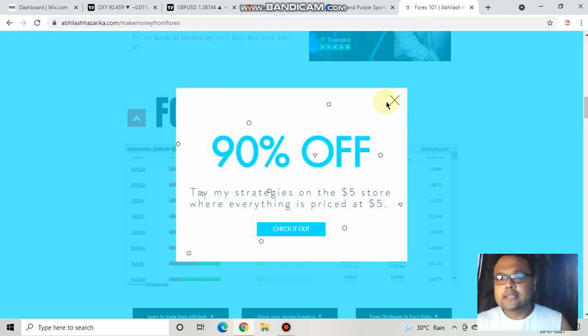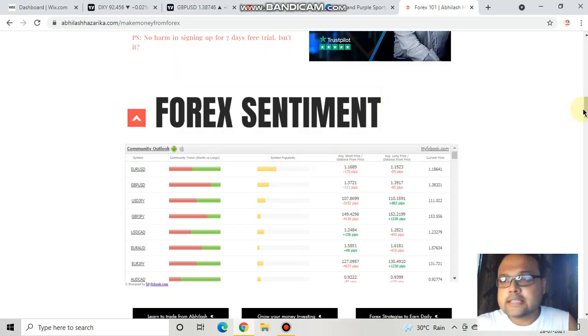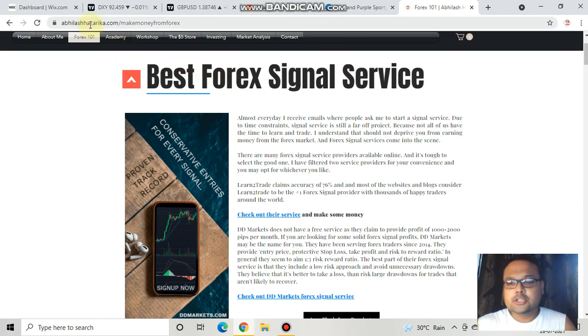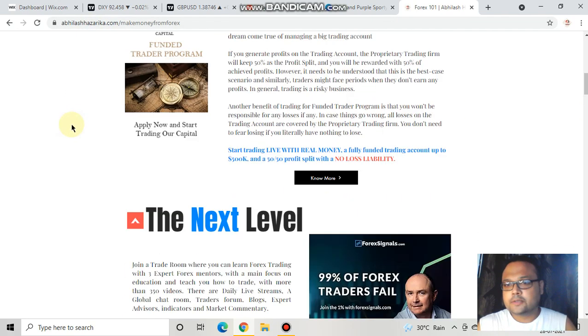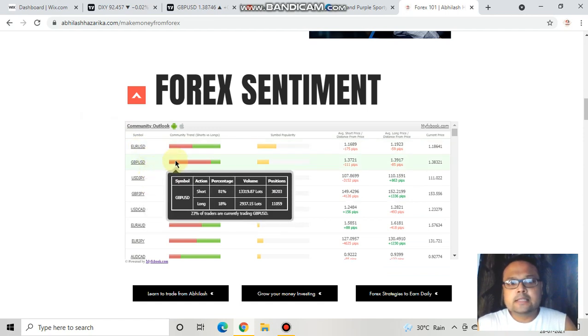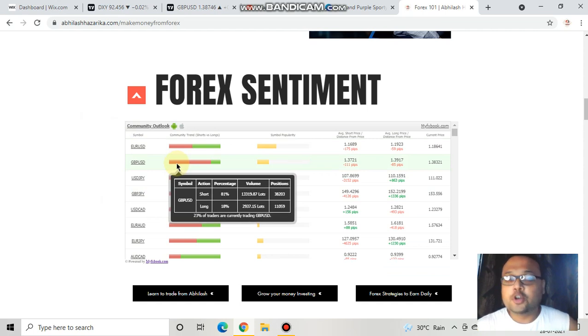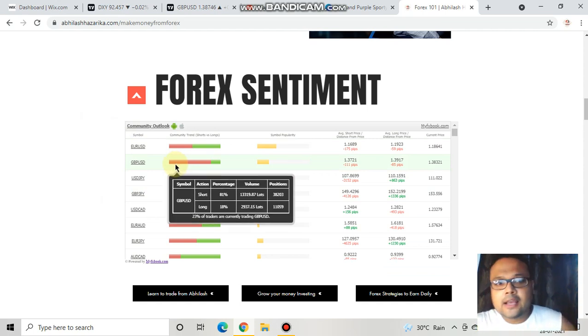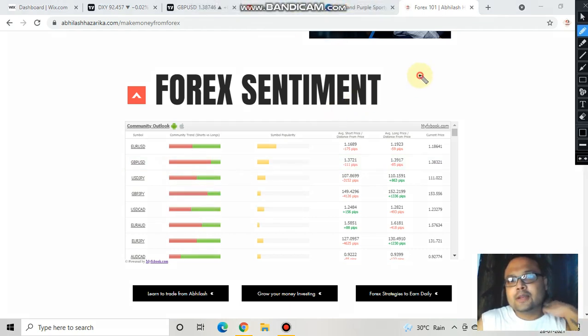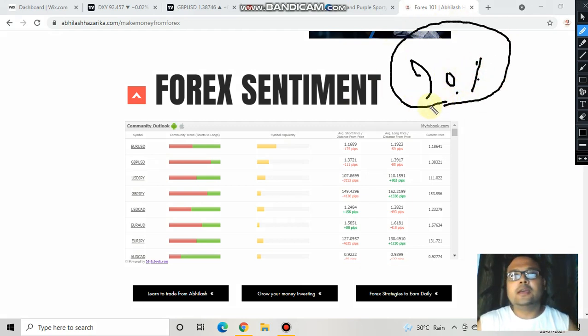And if we go to the Forex sentiment meter here, you'll find the Forex sentiment meter on my website avilashhazarika.com under the Forex 101 section. You can see that still 81% of retail traders have taken a short position, which means they are on the selling side, and only 18% of retail traders have taken a long position, or else they are on the buying side. And as we all know, 90% of retail traders lose money, and this is the main reason you should not follow the retail traders.